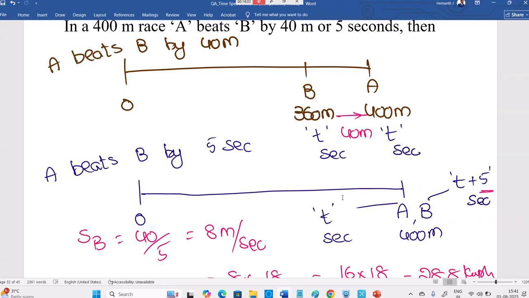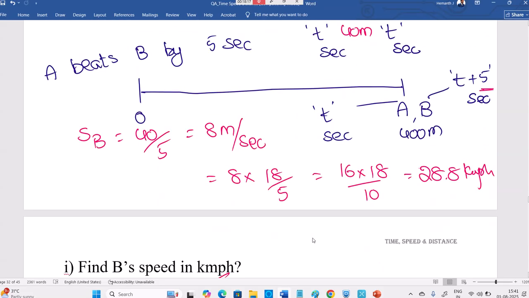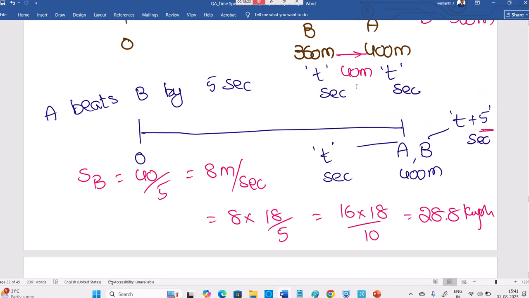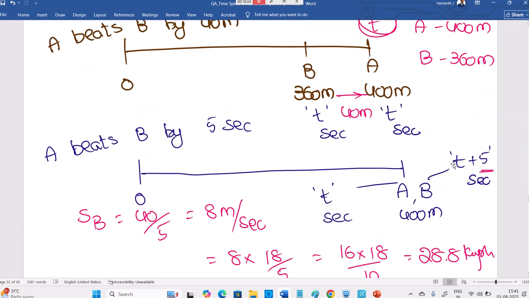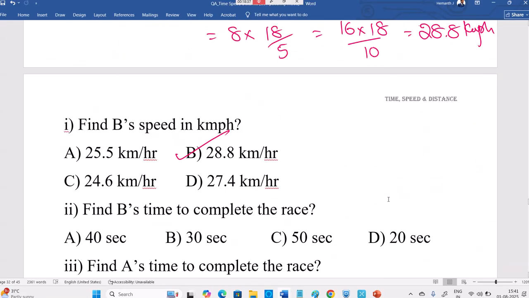A beats B by 40 meters. A reached 400 meters, and by that time, the timing is the same for both, B traveled only 360. Next, A beats B by 5 seconds means both people complete the race, and B takes 5 seconds extra. So if you analyze properly, that 40-meter gap is traveled by B in 5 seconds. So B's speed is 40 divided by 5, 8 meters per second. In kilometers per hour, you can convert that. Okay, clear? Now, what is the next question, sir?